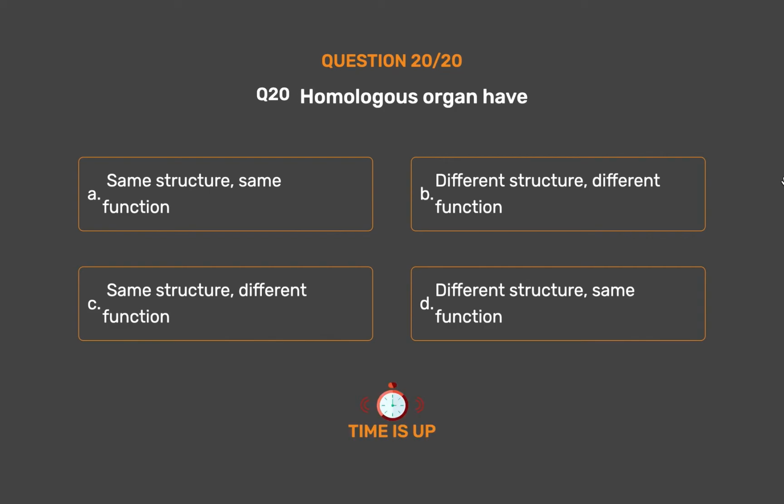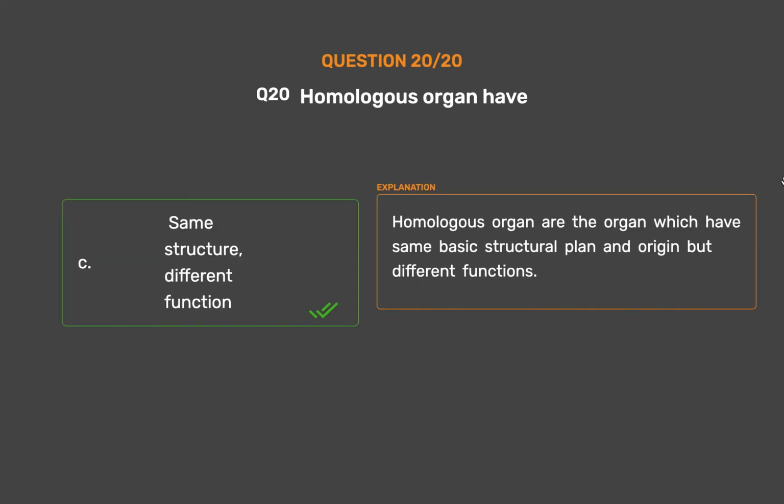The correct answer is option C. Same structure, different function. Homologous organ are the organ which have same basic structural plan and origin but different functions.